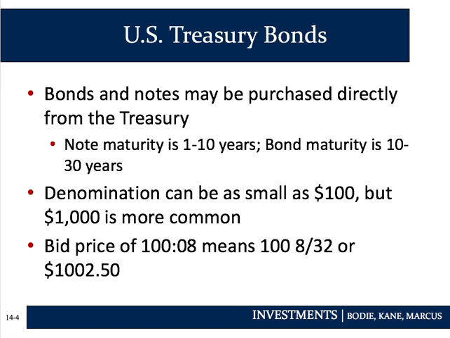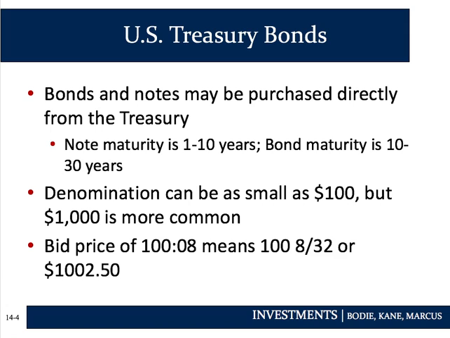And of course, there's different types of loans. Treasury bonds are money that has been borrowed by the U.S. Treasury. So if you buy a U.S. Treasury bond, you are loaning money to the U.S. government. Bonds and notes may be purchased directly. A note is 1 to 10 years. A bond is 10 to 30. And of course, Treasury bills are less than a year. The denomination can be as small as 100, but more common is 1,000, as they show here.